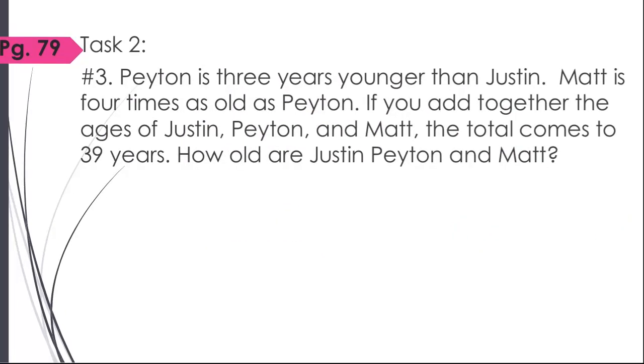Okay, pause for a minute. Let's go to the last question. I really want to see if you can do this. Peyton is 3 years younger than Justin. Matt is 4 times as old as Peyton. If you add together the ages of Justin, Peyton, and Matt, the total comes to 39 years. How old are Justin, Peyton, and Matt? You told me you thought you could do this from the first one. Guess what? Show me you can. Try it again. We have about 4 minutes. Yes, you can get this done in 4 minutes.